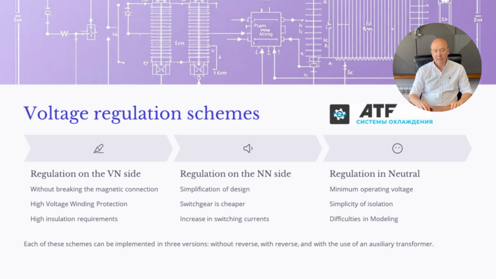The regulating winding and tap changer are located at the neutral point. Advantages: minimal operating voltage on the tap changer, simple insulation and switching. Overall switching voltage can be reduced to 15 to 20% of the high voltage. Disadvantages: requires accurate calculation of current balance, difficulties when modeling overvoltages.